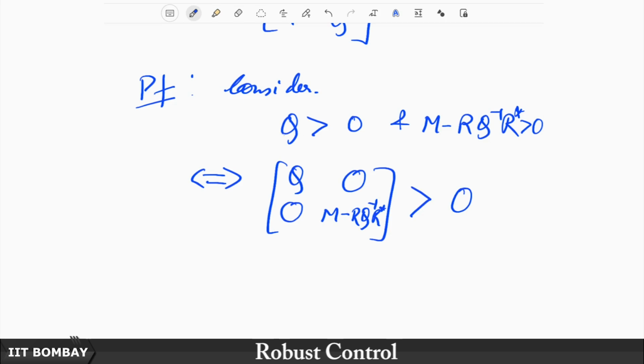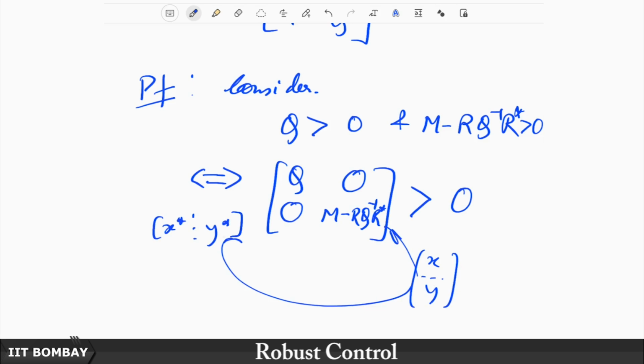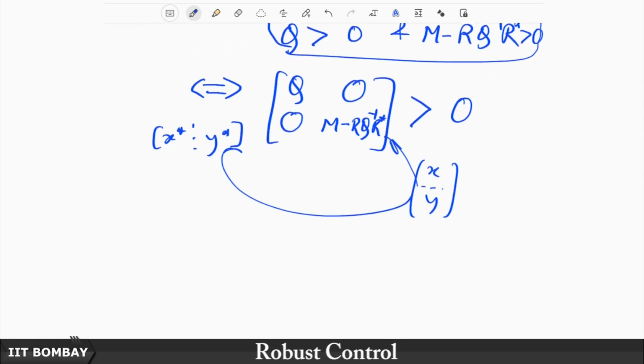Because after all, what is this? This means that for any appropriately chosen x of proper size, that is probably of n, x Hermitian Qx is positive definite and y Hermitian, this big fellow, M minus R Q inverse R Hermitian times y is also positive definite. Now, if you pad them together, so you have any x padded with any y and you hit it with this on the left and its transpose, that is x Hermitian y Hermitian on the right, this is also going to be positive. It is the same as packing up these two together in one single matrix form. So, this is true, right.